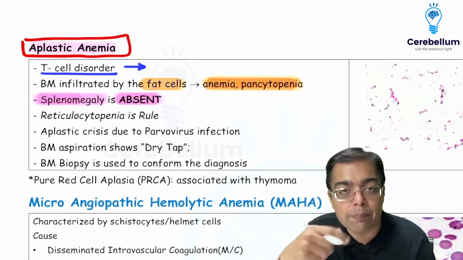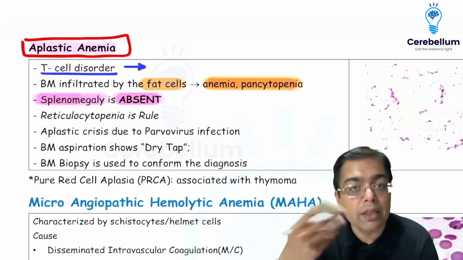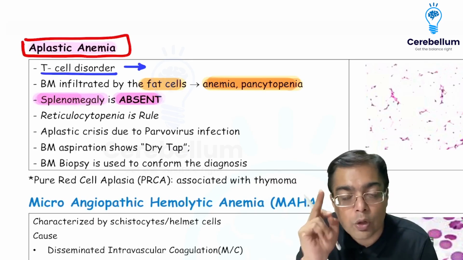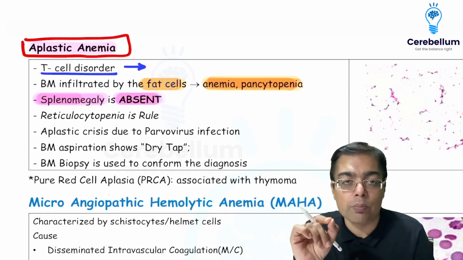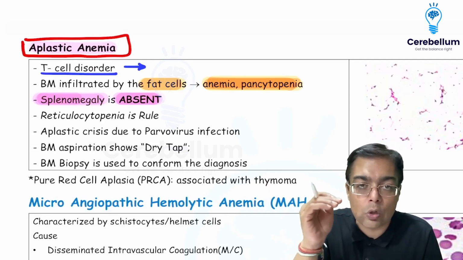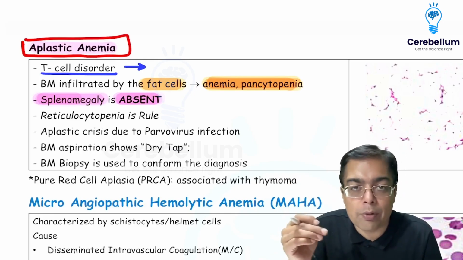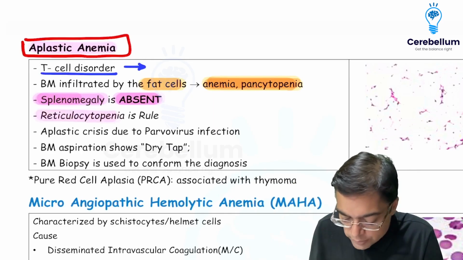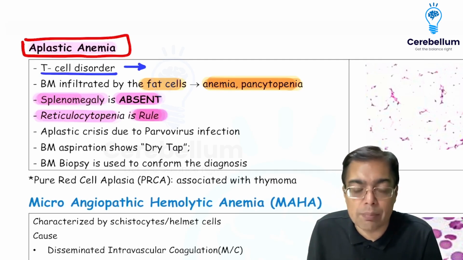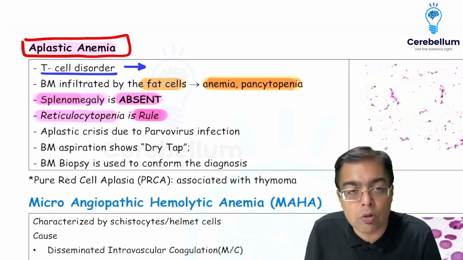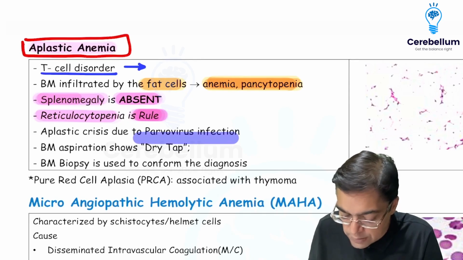So if you suspect aplastic anemia and the question says splenomegaly is there, or clinically also you find spleen is enlarged, then your diagnosis is not correct. That's the point. When there is infiltration of the bone marrow by the fat tissue, the production of the RBCs is not taking place properly. If erythropoiesis is not taking place properly, what will happen to the reticulocyte? Reticulocyte count is going to be less, and that is why it is said reticulocytopenia is the rule. Aplastic anemia can be seen because of genetic conditions. It can be seen because of certain other causes as well. Say for example, a virus that is given the name of parvovirus infection.